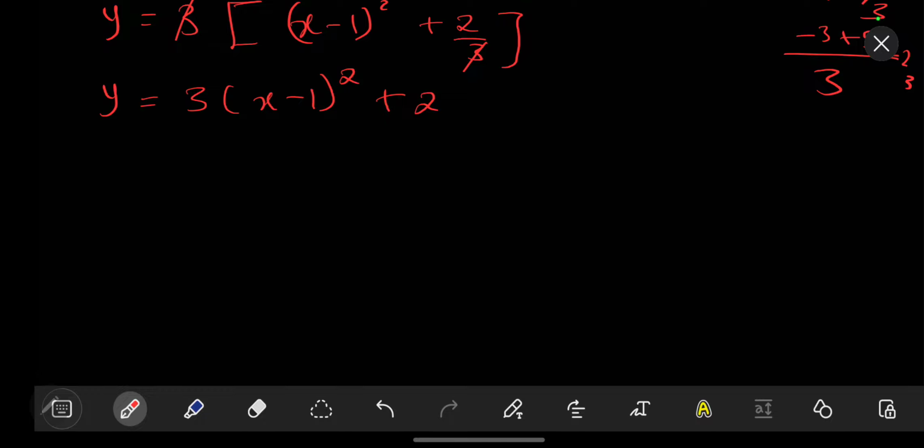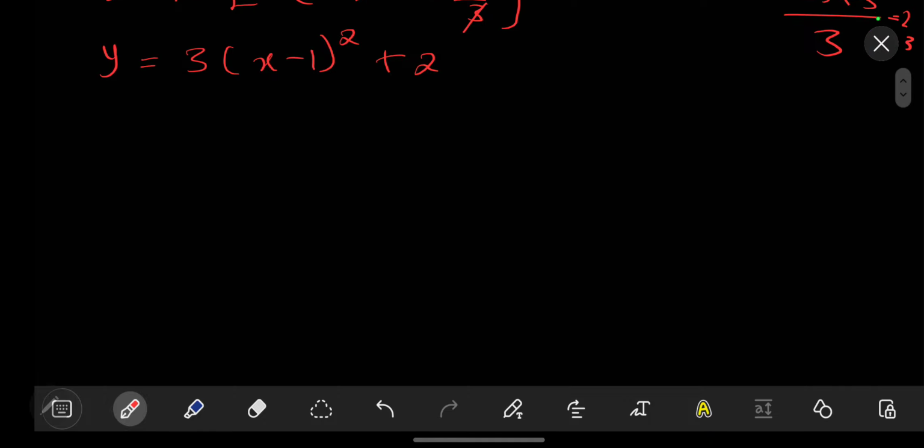So now when we reach this stage, we can now graph. The vertex form makes it very easy for us to graph any quadratic equation. So we have the graph like this.